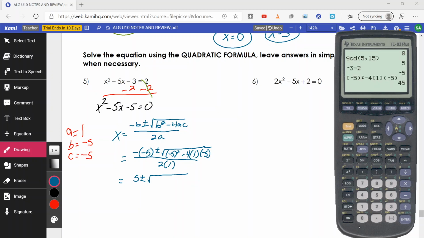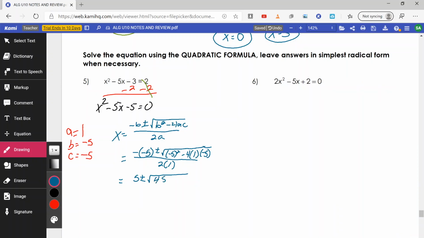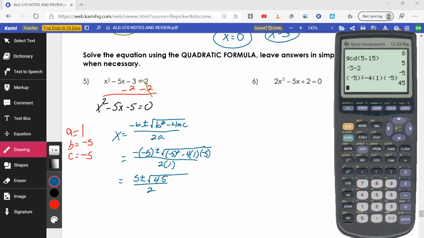And I end up getting 45. So 45 all over 2 times 1, which is 2. So here we can't combine. What I want to do is take the square root of 45, see if I get a nice number. Square root of 45. I don't. So what we have here is a mixed number, 5 plus and minus the square root of 45 over 2. So I can't really go farther than that.